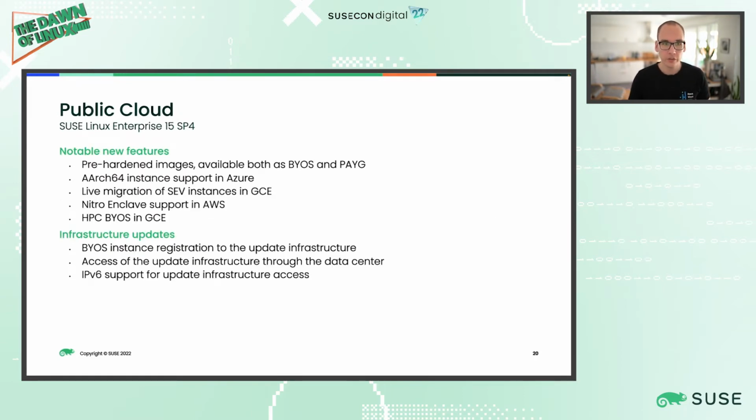On the public cloud side, we are now providing pre-hardened images. Those are available both as bring your own subscription and pay as you go. On ARM, we are now providing AArch64 instance support on Azure. The live migration of SEV instances in GCE is now supported, as well as the Nitro enclaves in AWS. And we have added an HPC bring your own subscription image in GCE.